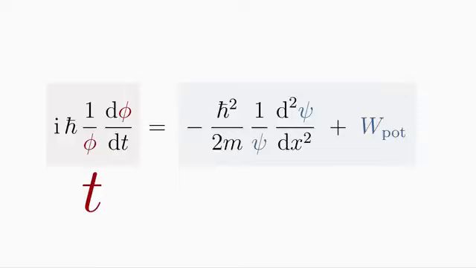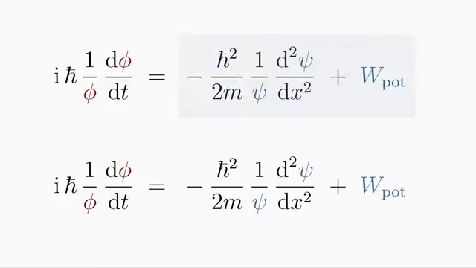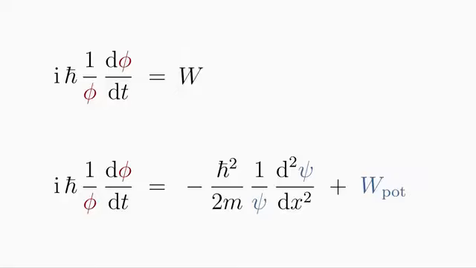It corresponds to the total energy W, which is constant in time. Denote the right-hand side as a constant W. Bring i h bar to the other side. 1 over i becomes minus i.